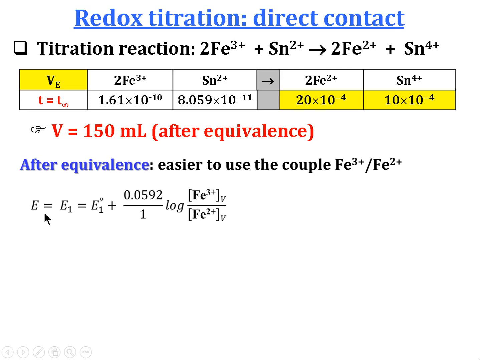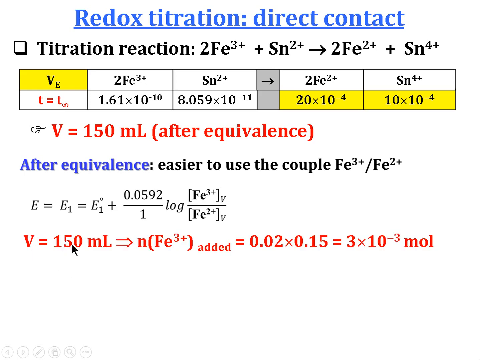So the potential of the solution after equivalence is equal to the potential of couple 1, equals E01 plus 0.0592 divided by 1 log Fe3+ at the volume V, 100 ml, divided by the concentration of Fe2+ at this volume.